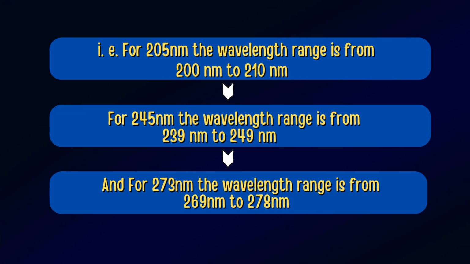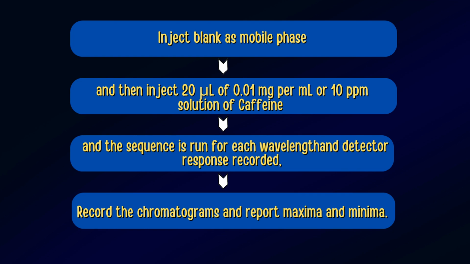That is, for 205 nanometer, the wavelength ranges from 200 to 210 nanometer. For 245 nanometer, the wavelength ranges from 239 nanometer to 249 nanometer. And for 273 nanometer, the wavelength ranges from 269 nanometer to 278 nanometer. Inject blank as a mobile phase and then inject 20 microliter of 0.01 mg per ml or 10 ppm caffeine solution and sequence is run for each wavelength and detector response is recorded. Record the chromatogram and report maxima and minima.